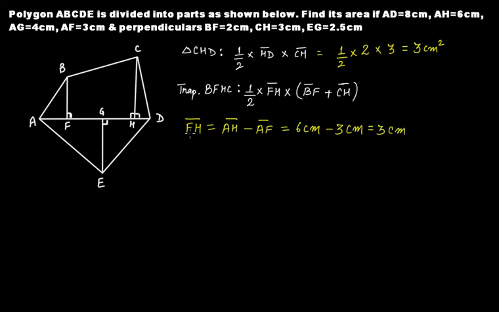Now you have this value of FH. We can put it here. And do we have the values of BF and CH? Yes, we have these values. So remember that this is 3 centimeter. So calculate it. This comes half multiplied by 3 multiplied by BF plus CH. BF is 2, CH is 3 centimeter. So 2 plus 3 is 5 centimeter squared. That's the area. If you calculate it, 6 minus 3 is 3. So this is 15 divided by 2. That makes it 7.5 centimeter squared.